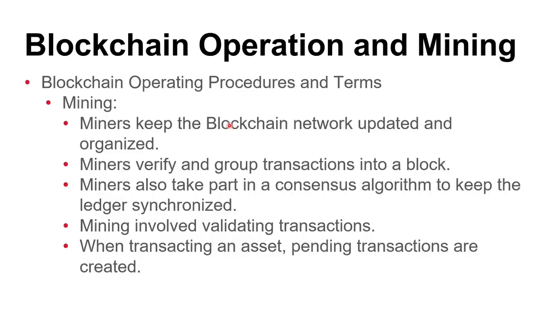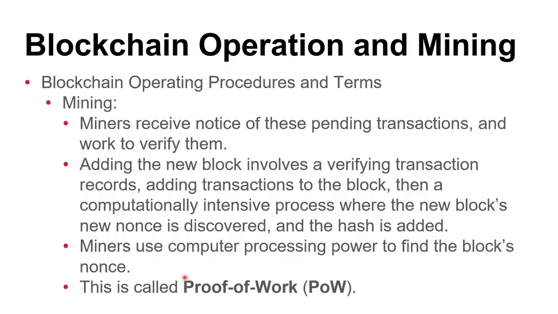So they will all vote on the transactions and validate that they are up to date. And then that one single new block is relayed to the entire blockchain, so everybody has the exact same data, or the exact same copy of the ledger. And then when transacting, pending transactions are created. We'll actually see this as transactions come in before they're validated, they are considered to be pending. And miners receive a notice of pending transactions and then begin to verify them.